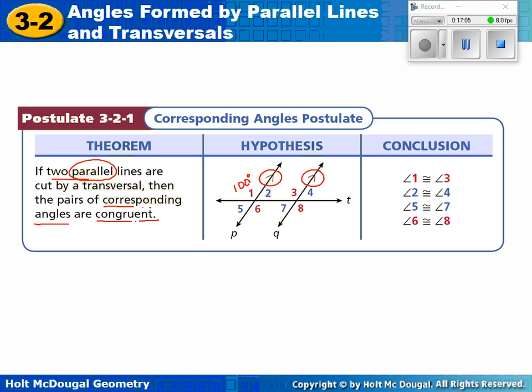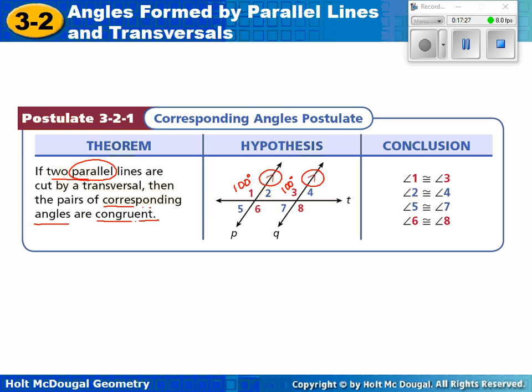Angle 3. So what's the measure of angle 3 going to be? 100 degrees. Okay, so we agree today, the corresponding angles postulate says if the lines are parallel, the corresponding angles are congruent. Now I want you to think back to some angles that we learned last chapter that are also congruent, but they don't have anything to do with lines being parallel.